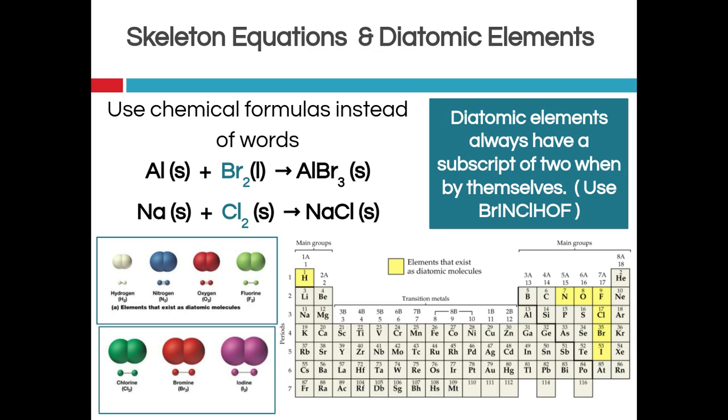So those elements can never be alone. If you write down just a Br, it has to be a Br2. If you write down just a Cl, it has to be a Cl2. And they're the diatomic elements. Now there's a way to remember them. You can just highlight them on your periodic table. Or Brinkelhoff is a way to remember them.